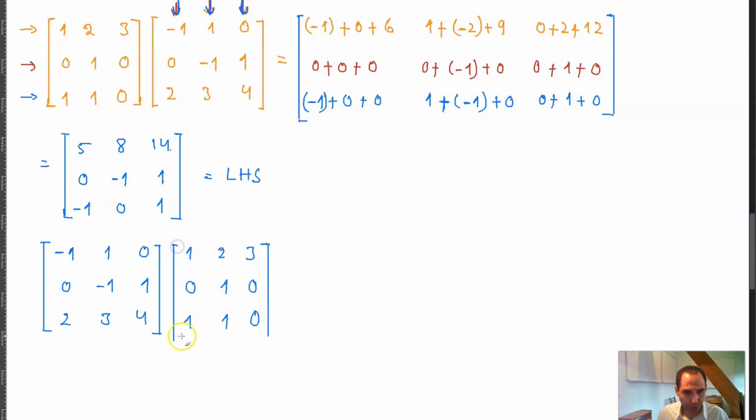So if I do this multiplication, I will have this row, this column, which is negative 1 times 1 is equal to negative 1, plus 1 times 0 is equal to 0, 0 times anything is 0, and going to this column you have negative 2 plus 1 plus 0. This column you have negative 3 plus 0 plus 0.